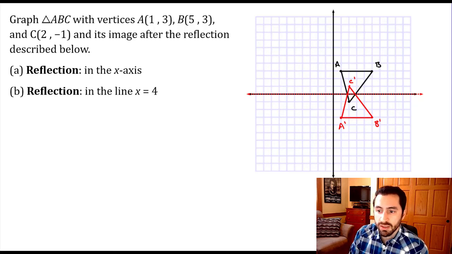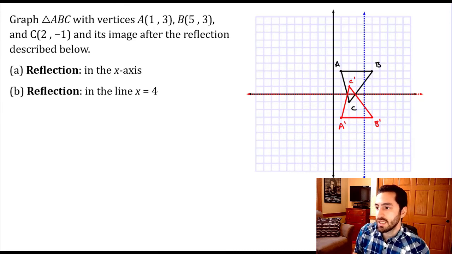So now I want to reflect this in the line x equals 4. So x equals 4, that is a vertical line going through the x value of 4. So 1, 2, 3, 4, that is the vertical line right here. And then we'll just do the same thing, the same idea. So if I start with point A, I'm going to flip this over our line of reflection. A is 1, 2, 3 units away. And now I'm going to go 1, 2, 3 units on the other side.